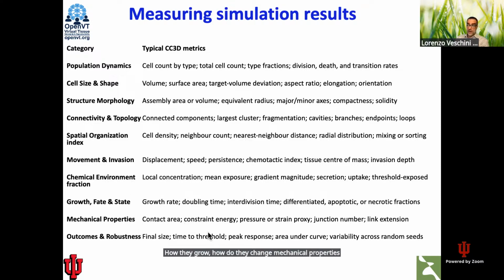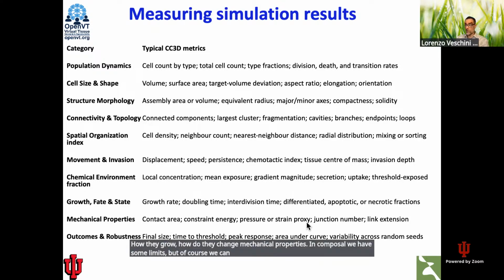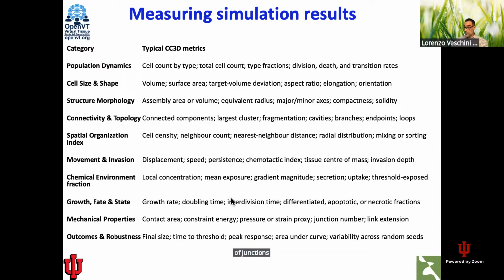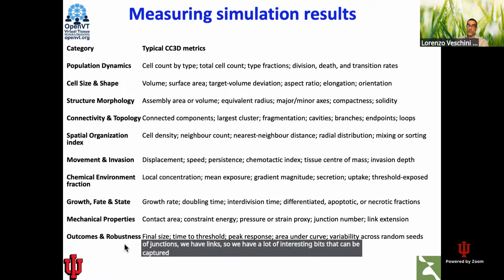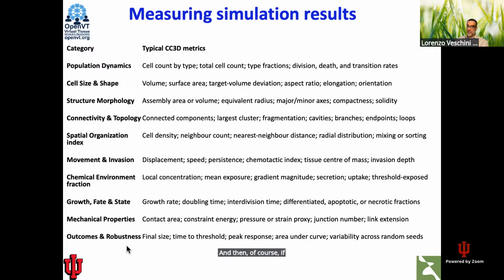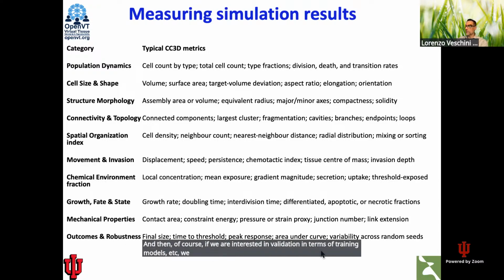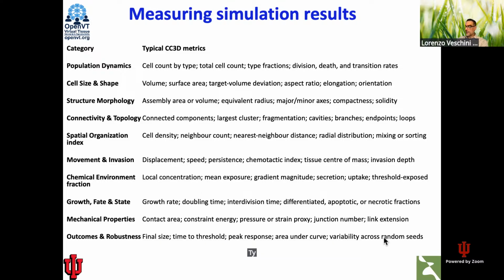In CompuCell, we have some limits, but of course we can do something, and there are proxies that are kind of interesting for pressure and for junctions. We have links, so we have a lot of interesting bits that can be captured. And then, of course, if we are interested in validation in terms of training models, etc., we typically want more standard boilerplate metrics.